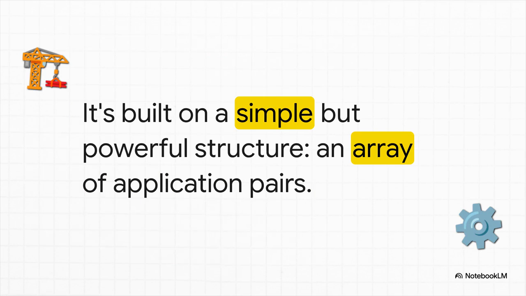So the big question is, how does it pull off this routing magic? You'd probably think it involves some crazy, complicated configuration file, right? But nope. The real beauty of HttpMultiplex is just how simple it is. It's all built on a super straightforward idea: a list of pairs.